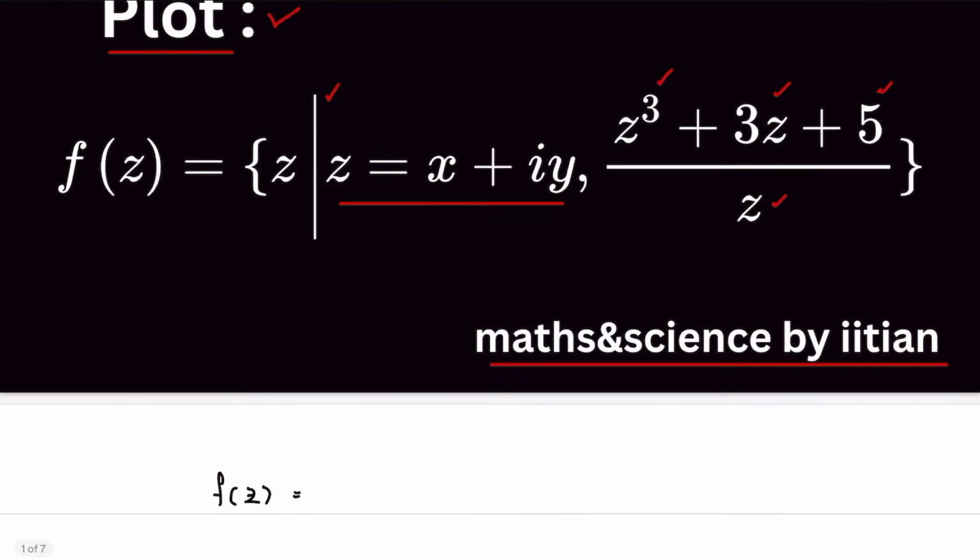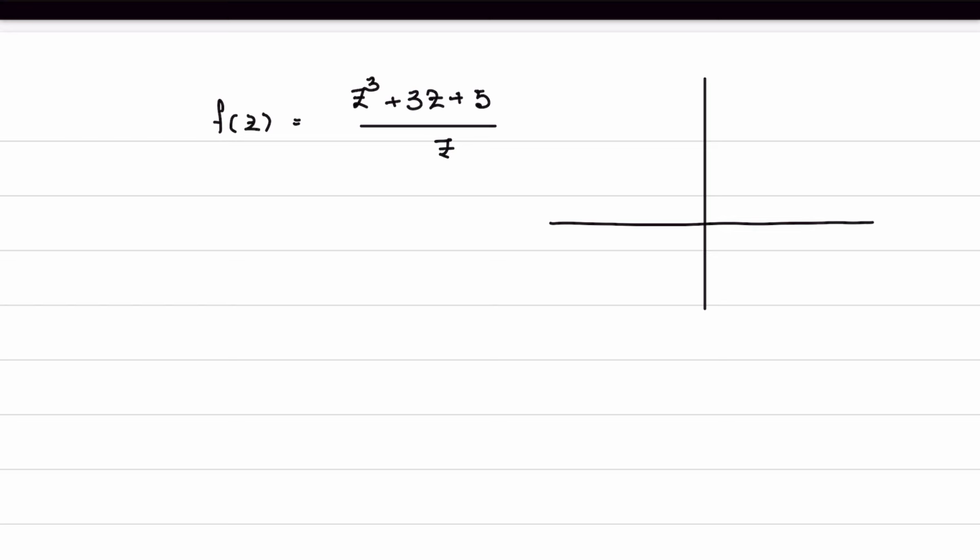Now, we will go into the details. What is given? Function z. z is a complex number because z is equal to x plus iy. What is the equation? z cube plus 3z plus 5 by z. This cannot be directly drawn on a plot of xy, because the xy plane itself is z. It is a function of the z. It's not z.